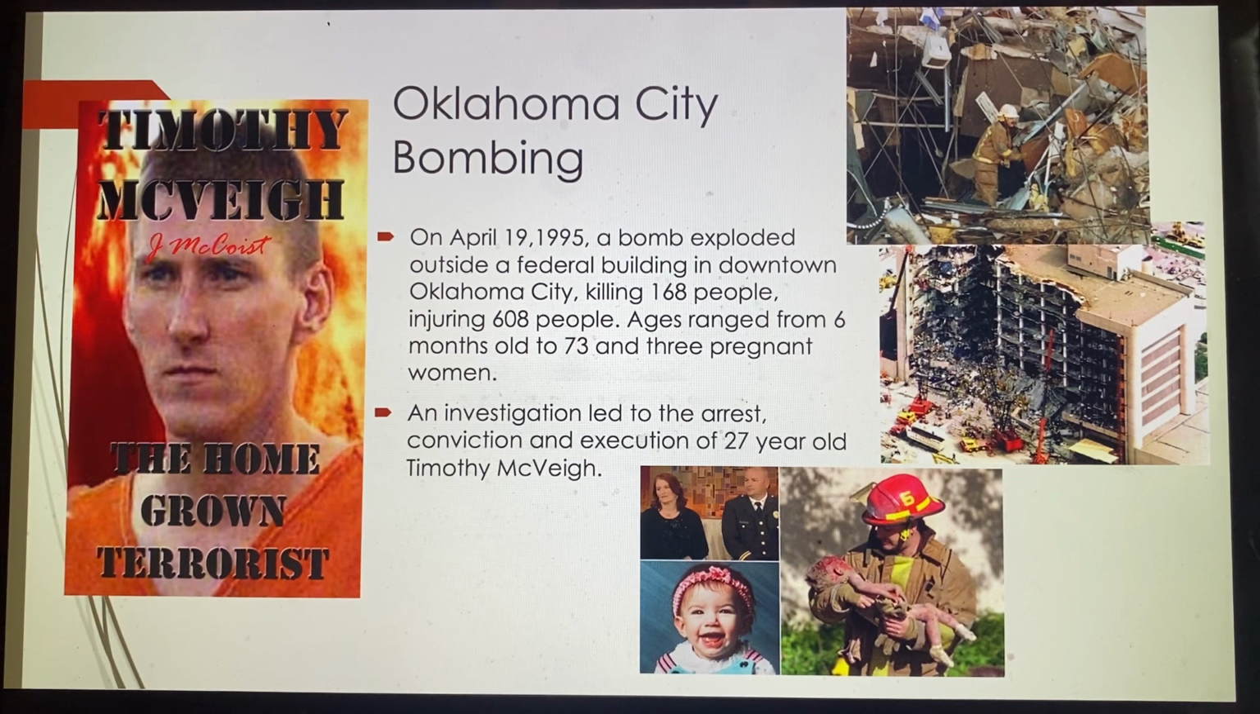So an investigation led to the arrest, conviction, and execution of 27-year-old Timothy McVeigh. Here's a picture of Timothy McVeigh, the homegrown terrorist. So he put up this bomb here. Here's Oklahoma City, blown up. Here we have actually this little girl, I think this little baby survived. You have a fireman there, saving a child, so there were a lot of very innocent people in this bombing. Again, 168 people were killed and 608 people injured in Oklahoma City.